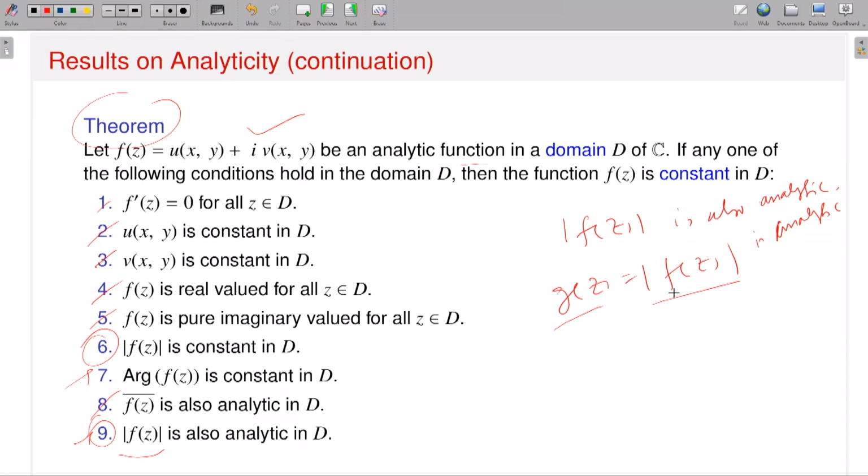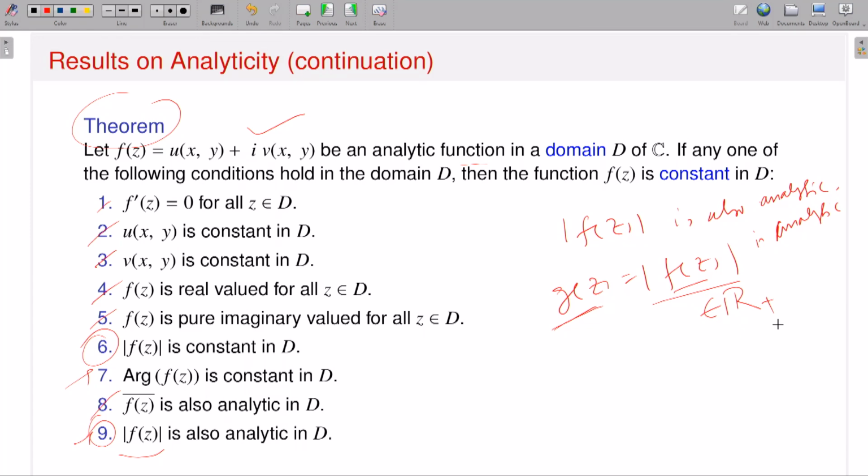Now f of z is a complex number, so modulus means what? It is a real number, a positive real number. So therefore g is an analytic function, and what about the values of g? It is taking real values, in fact positive real values. So with the hypothesis that modulus of f is an analytic function, the function g of z, which is nothing but modulus of f of z, is an analytic function and it is taking purely real values.